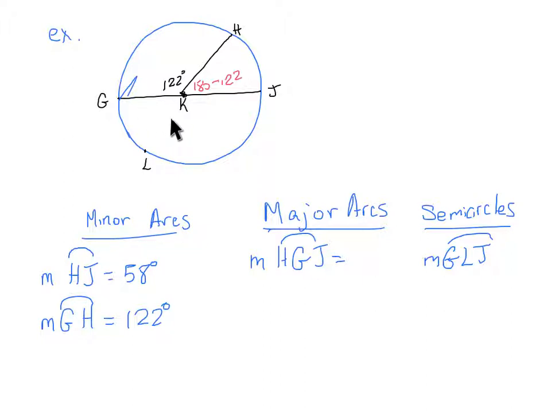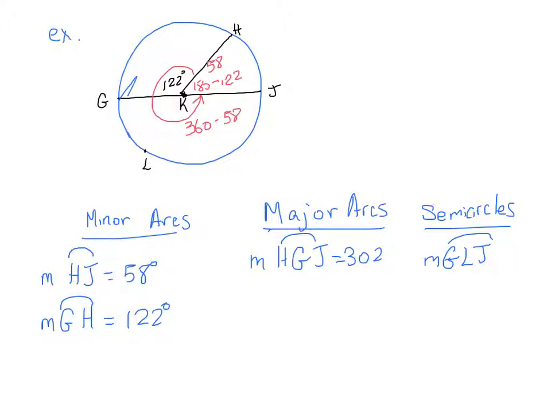All right, so as far as our major arcs are concerned, we have HGJ. So we already know that HJ is 58 and HGJ is everything else in the circle. So HGJ we can find by subtracting 58 from 360. And there are other ways to do it. That's just the way I chose. And so we get that HGJ is equal to 302 degrees.